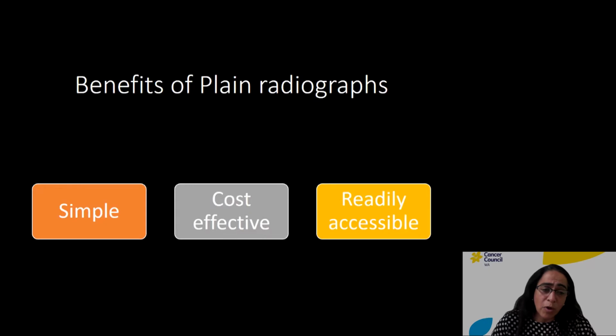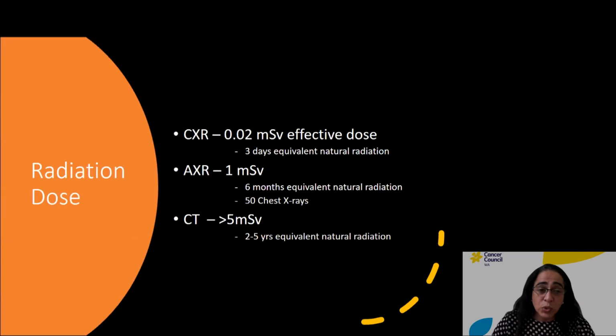You can perform them quickly, they're inexpensive, and so they're quite a cost-effective imaging modality to use. But they do involve use of radiation. For example, the radiation dose involved in a chest X-ray is in the order of 0.02 millisievert effective dose, which is equivalent to 3 days of natural radiation one gets exposed to.